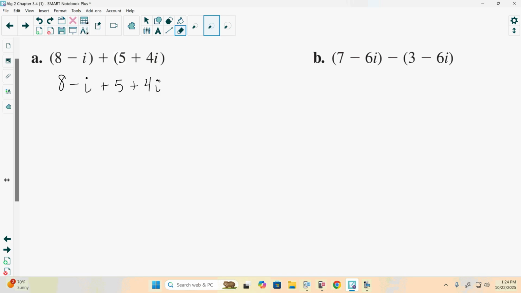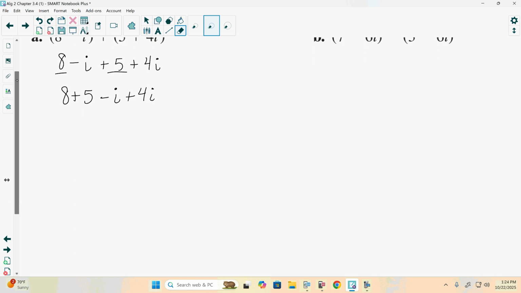Now the real numbers are what? 8 and 5. They are numbers without i. So we can put them next to each other. We have 8 plus 5, and we'll put our negative i plus 4i next to each other. Focus up here. 8 plus 5 is 13. Now the question is, what's negative i plus 4i? Let me rewrite it.